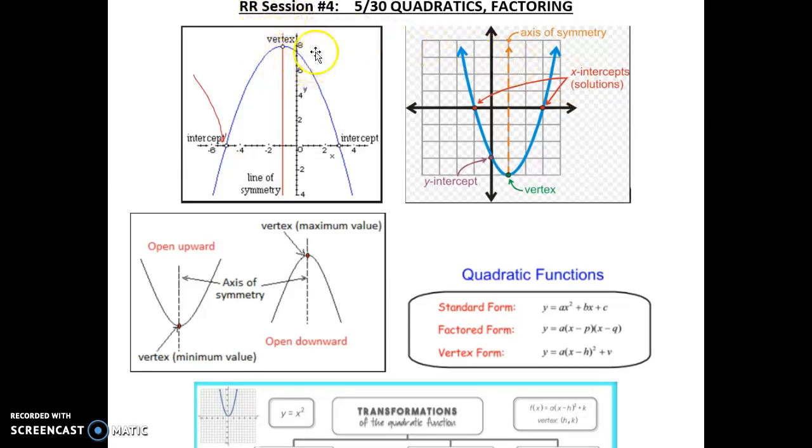The vertex is also called the turning point. The turning point can be a maximum, such as if it's a frowny face, or it can be a minimum, as if it was your smiley face. And where you can fold that graph in half is called the line of symmetry or axis of symmetry. The axis of symmetry equation is always x equals something. So this would be an axis of symmetry of x equals 1. This would be an axis of symmetry of somewhere x equals negative something between 0 and negative 2. It's not giving me an exact point there.